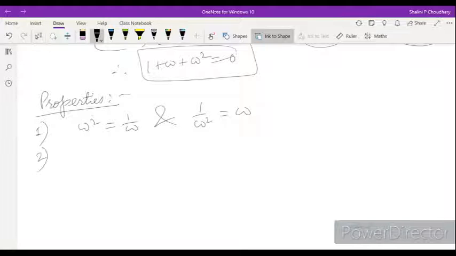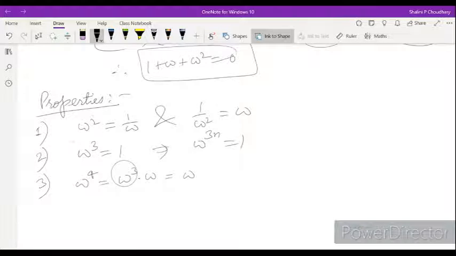Now the next property is omega cube is equal to 1. It means omega to the power 3n will also be equal to 1. Next, omega to the power 4 will be equal to omega to the power 3 into omega, and that will be equal to omega, because the value of omega cube is 1. Multiplying 1 into omega, we get omega. It means omega to the power 3n plus 1 will be omega.